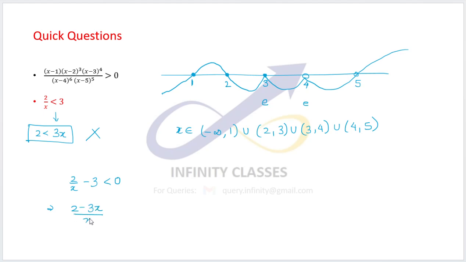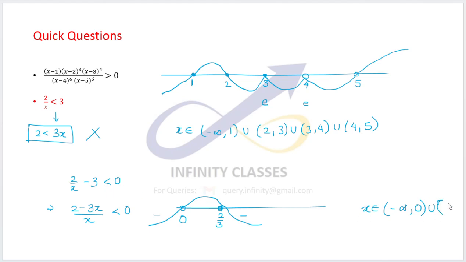2 minus 3x divided by x is less than 0. Make a number line. This is 2 by 3. One of the factors is 2 by 3 and it's a hard point. And then x equal to 0 is an open point. Nothing is repeating. For a very high value of x, this is coming out to be negative. So negative, positive, negative. I have to take care of only the negative ones. So x will belong to minus infinity to 0, union, and this is not a less than or equal to sign, so I have to keep everything open, 2 by 3 to infinity.